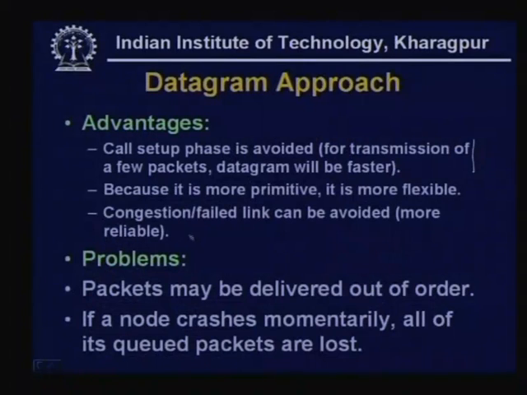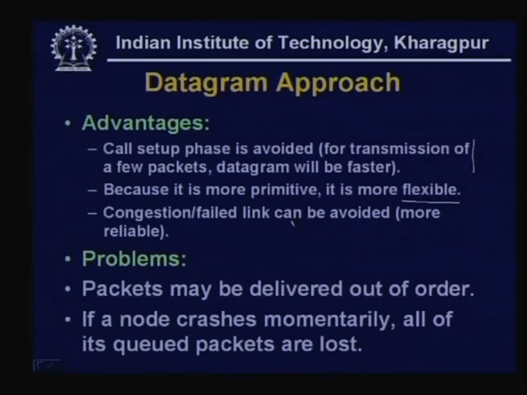In virtual circuit, as we have seen, each and every packet of the same message has to go through the same route. But suppose a link fails in between. In such a case, the subsequent packets cannot be delivered to the destination, or if there is some congestion on one part of that node, packet delivery will take a very long time. This can be avoided in the datagram approach, because it is more flexible.